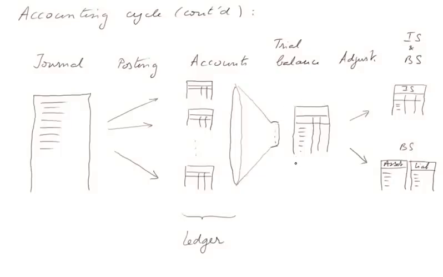Then this trial balance will be adjusted with some more transactions which are less obvious than those recorded into the journal at first. So there will be adjustments, and this adjusted trial balance will produce the income statement, which, as I said, is a presentation of the sales and the charges or cost or consumption of the accounting period, and will also produce a balance sheet, which is a snapshot of the firm at the end of the accounting period.